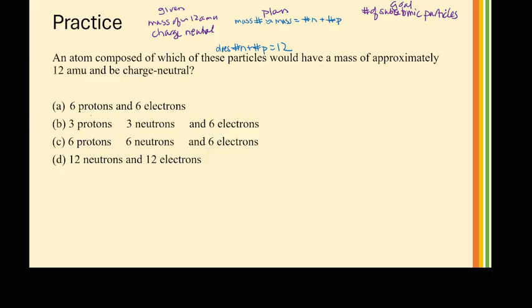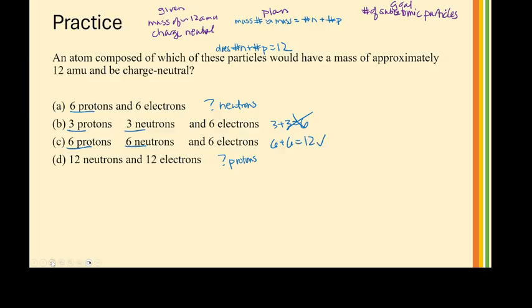So when I'm looking at protons, this doesn't even say how many neutrons. I'm looking at protons and neutrons, and this doesn't tell me how many protons. Okay, so this one would be 3 plus 3 equals 6. This would be 6 plus 6 equals 12. So that meets the first part.